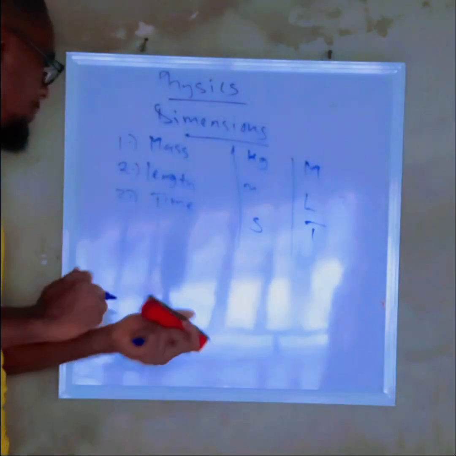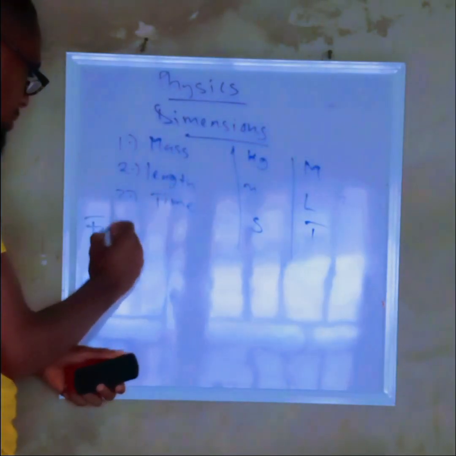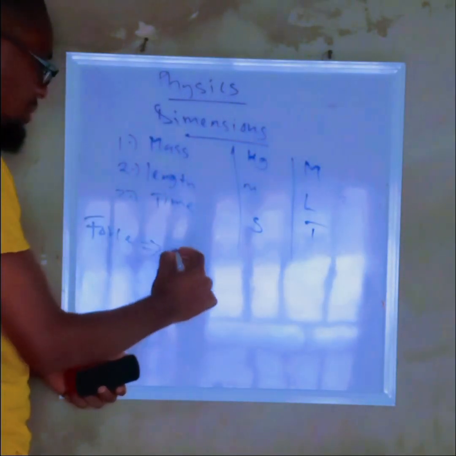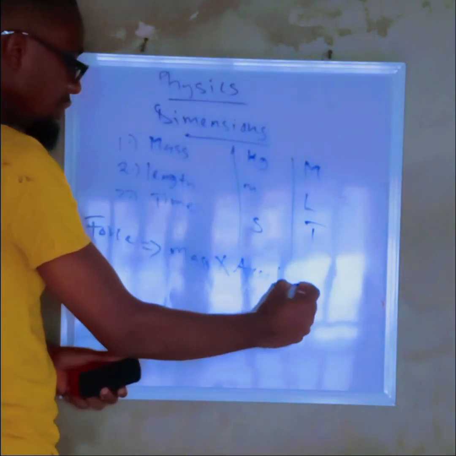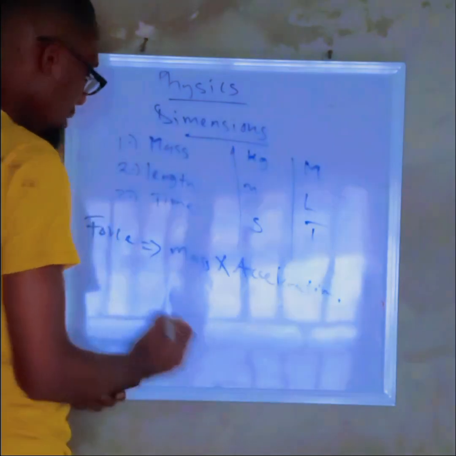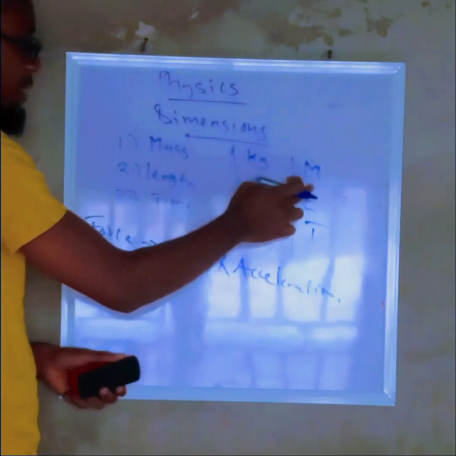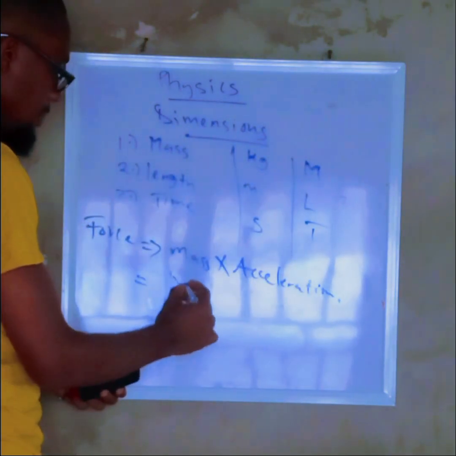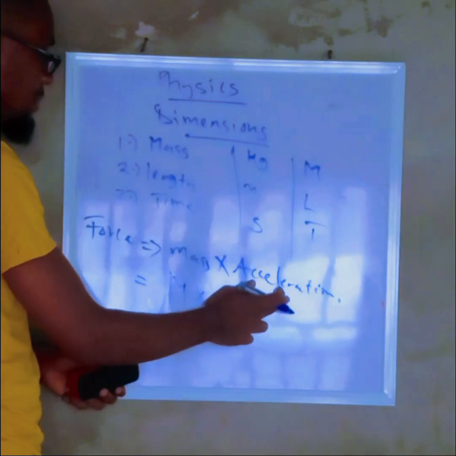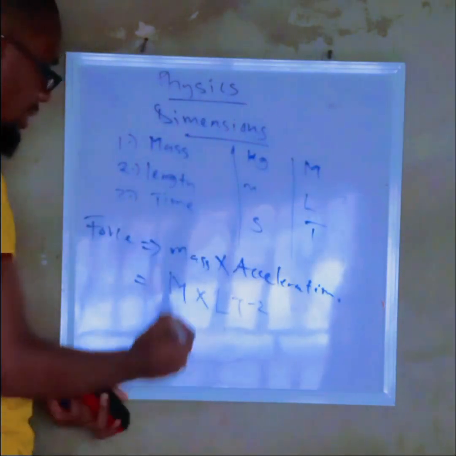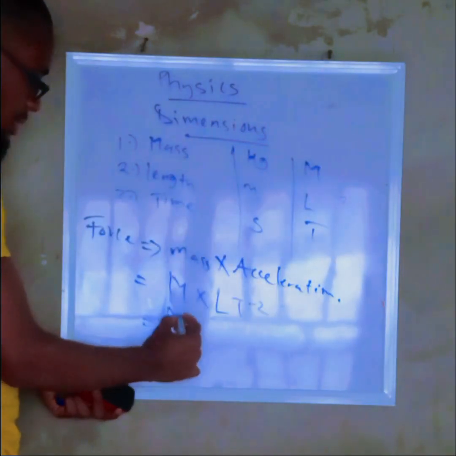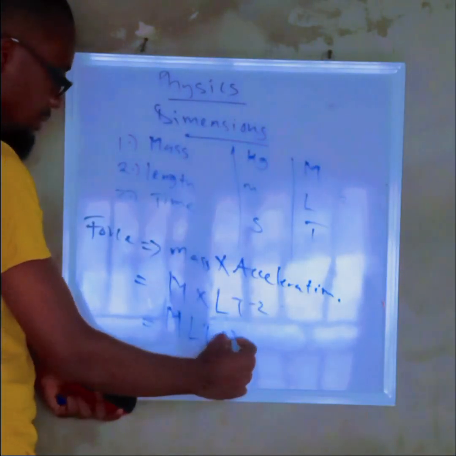Let us go in for force. What's the formula for force? The mass of an object multiplied by its acceleration. And remember that we represent the mass by capital M, and we represent acceleration by LT to the power minus 2. We can now say this is M LT^-2.